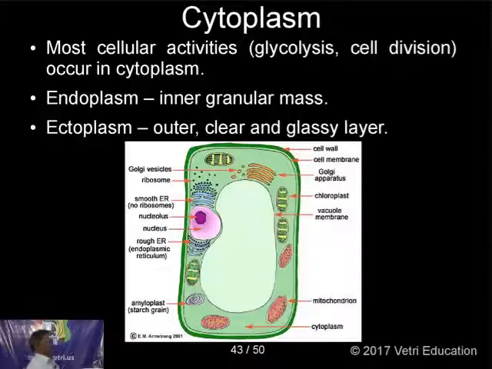Endoplasm is the inner granular mass where you can have cell organelles, and ectoplasm is the outer clear glassy layer, a thin layer below the membrane without any cell organelles. And there is a central vacuole you can find.